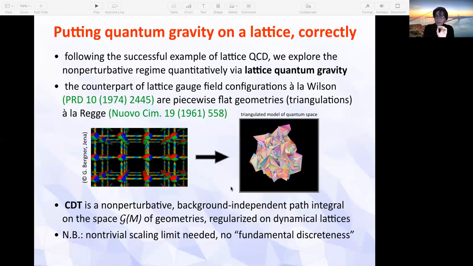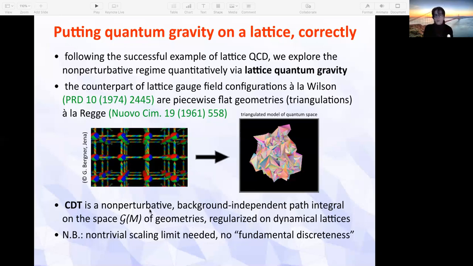So actually what happens is something that's, I would say, even better and stronger than Wilson's formulation was for gauge fields. Namely, if we adopt piecewise flat geometries in the spirit of Regge, which I'll explain on the next slide, we actually end up with a prescription that does not even have a residual gauge invariance, but really truly describes physical degrees of freedom. And CDT is maybe the most modern incarnation making use of that idea.